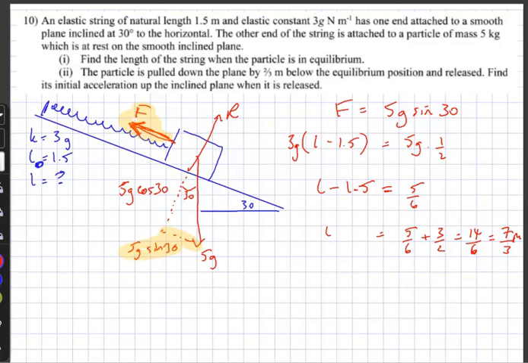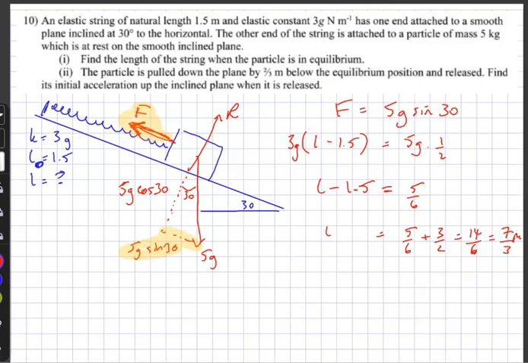Okay, units. So find the length of the string when the particle is in equilibrium. So 2 1/3. It was originally 1.5 and it's been extended to 2 1/3 as a result of the weight being held on this smooth surface, effectively dragged down by gravity because of the incline. The particle is pulled down the plane by 2/3 of a meter below the equilibrium position. So an extra 2/3 gives it a total new extended length of 3.